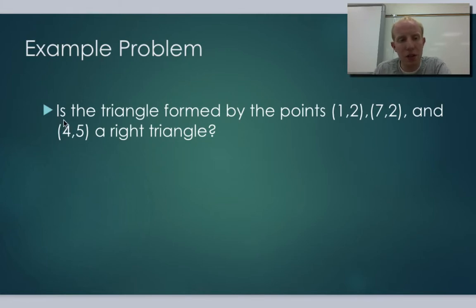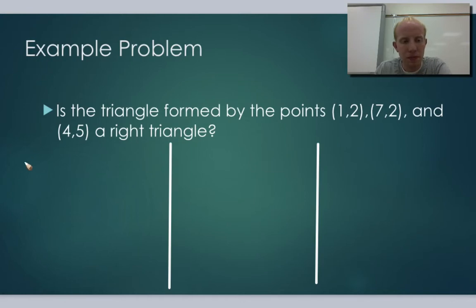Let's say you have this question: is the triangle formed by the points (1, 2), (7, 2), and (4, 5) a right triangle? All we have to do is find the slope of each side formed by the points and determine if any are opposite reciprocals. So again, we're going to split this up into 3 different sections for each different side. We're going to find m for the side between these 2 points, and then for this point and that point.